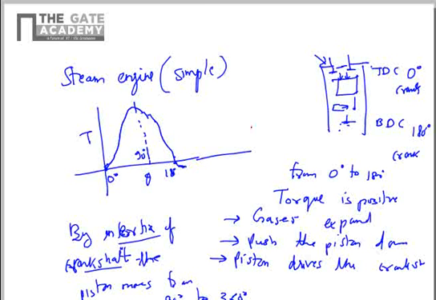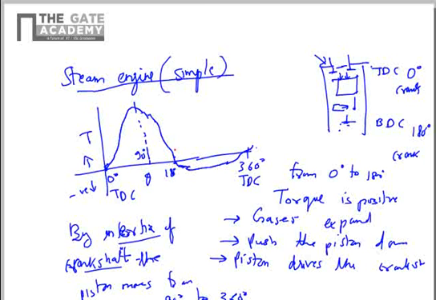So during the return stroke from 180 degree to 360 degree, the crank will be supplying power to the piston through the connecting rod. So the torque will be negative. So this is positive, this is negative. Torque will be negative and it will reach the TDC again. 360 degrees TDC, 0 degree is also TDC, and at that moment it will again become 0. So this is what the simple steam engine cycle will look like.